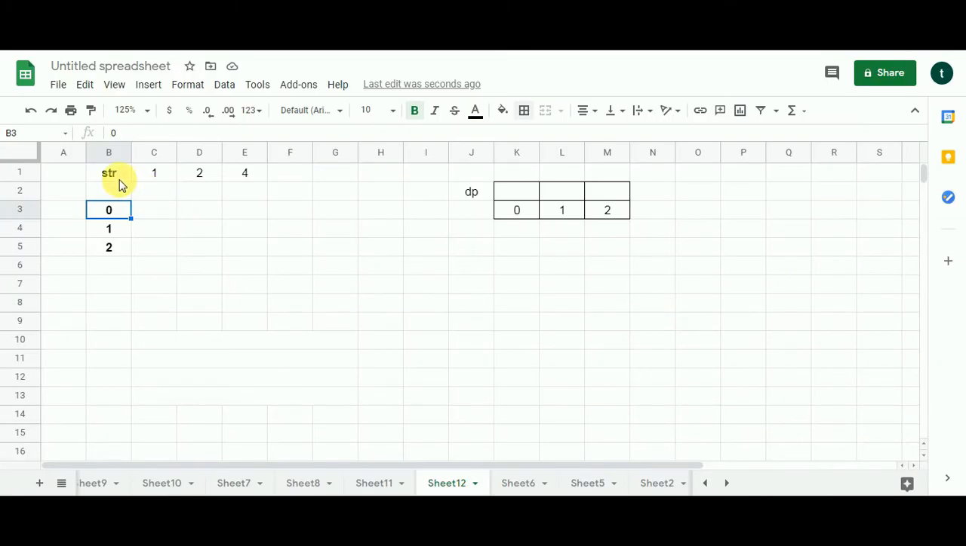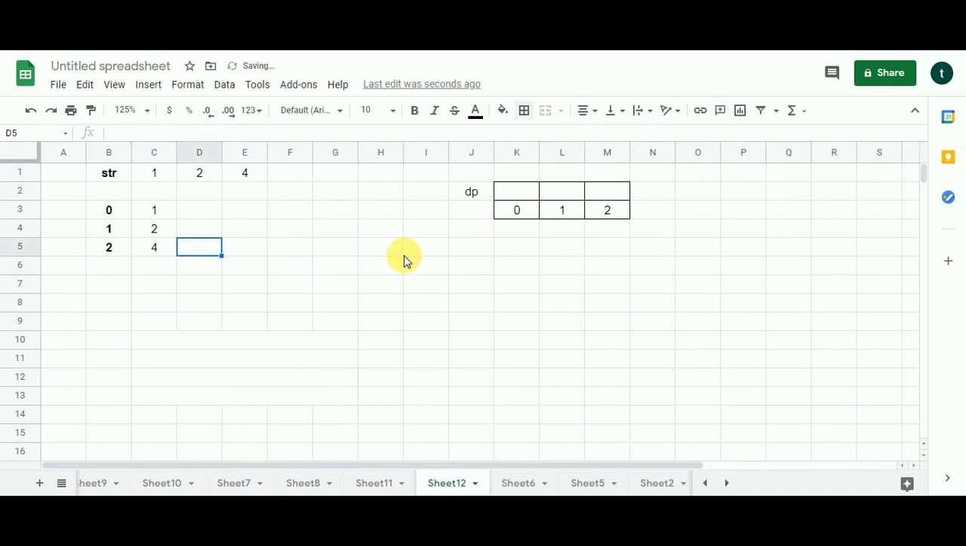Welcome to the framework. We have the string here representing 124. In any program, the individual elements of the array will be represented by the indexes. So the 0th index will represent value 1, index 1 will represent the second value, which is 2, and index 2 will represent the third value, which is 4.